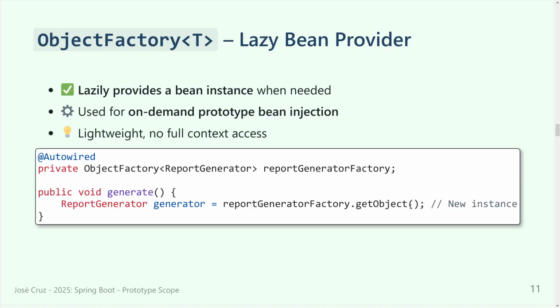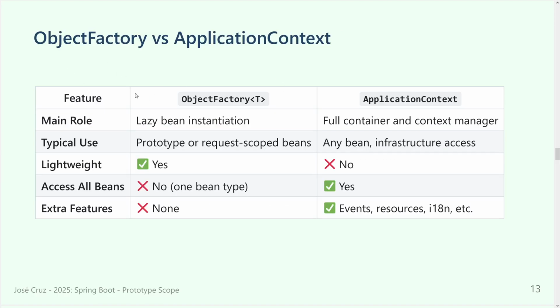Here you don't choose one, it's the factory that generates. This factory only generates this type of beans. So, a small comparison between both. The main role of ObjectFactory is lazy bean instantiation. It only creates when it really is necessary. The application context is the full container and context manager. The singletons are already there, created. The other ones can be or not, depending on the scope. This is the full data of the application regarding the beans. This one is just a factory that understands how to create instances when necessary.